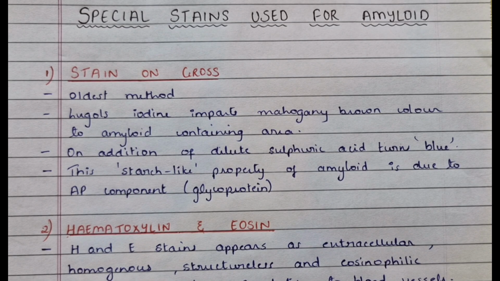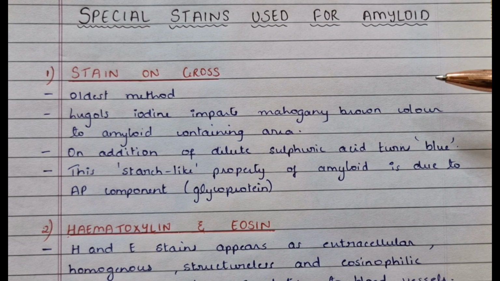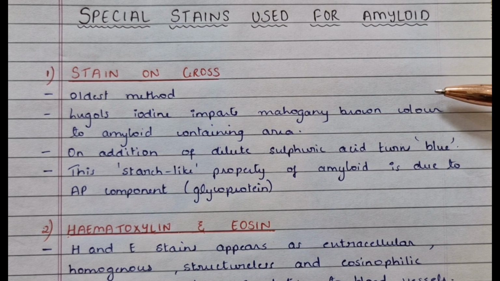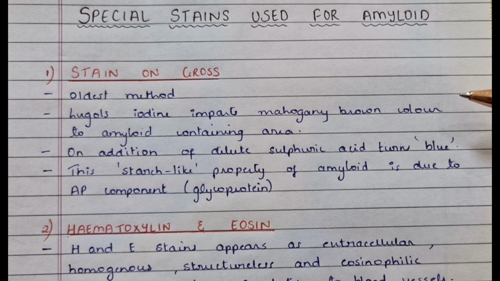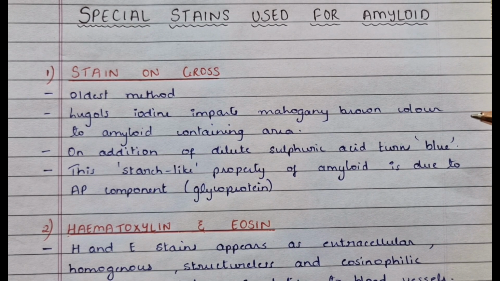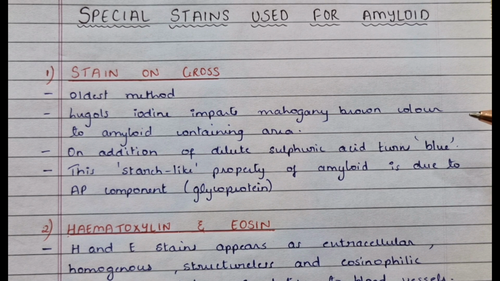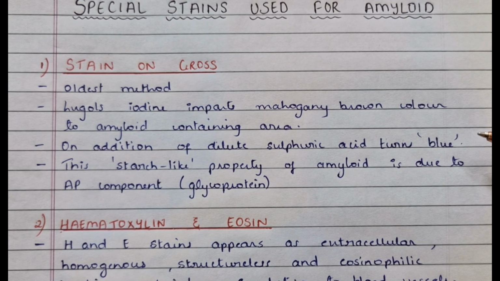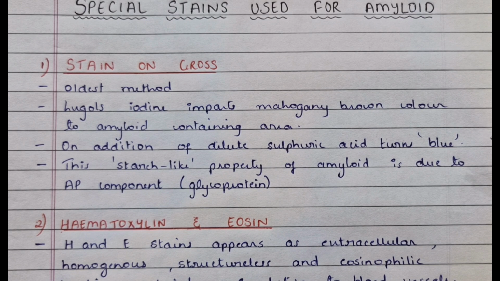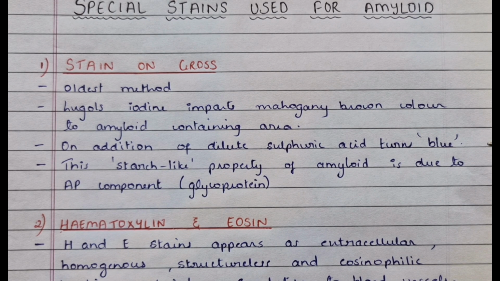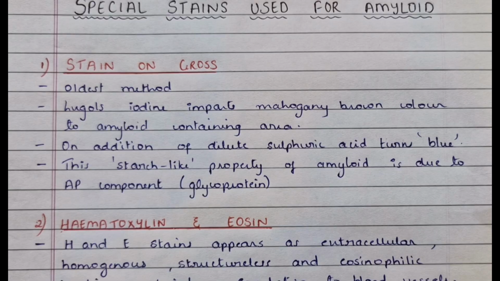Stains used for amyloid. The first one is stain on gross. This is the oldest method used. Lugol's iodine imparts mahogany brown color to amyloid containing area. On addition of dilute sulfuric acid, it turns blue. This starch-like property of amyloid is due to the AP component, glycoprotein.